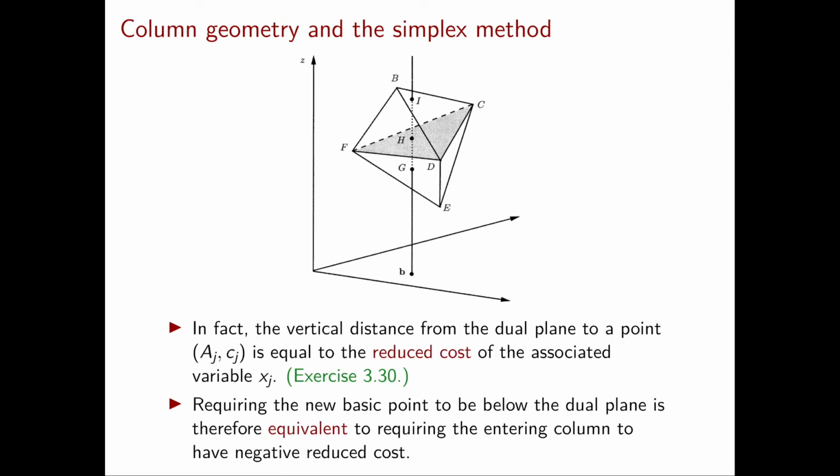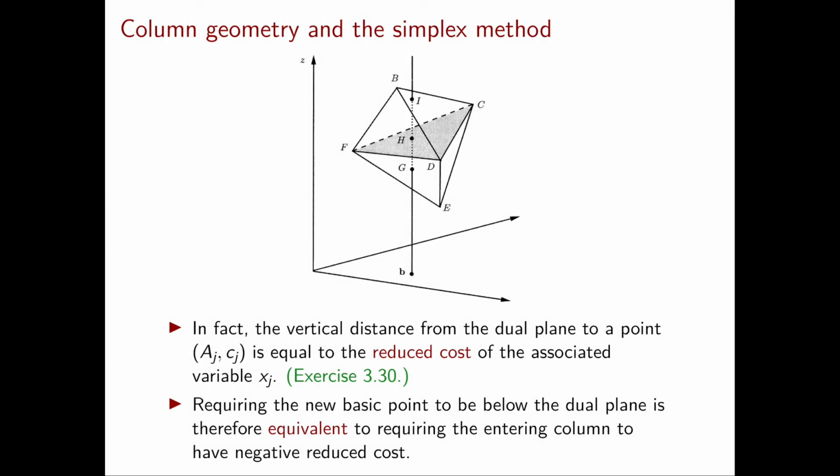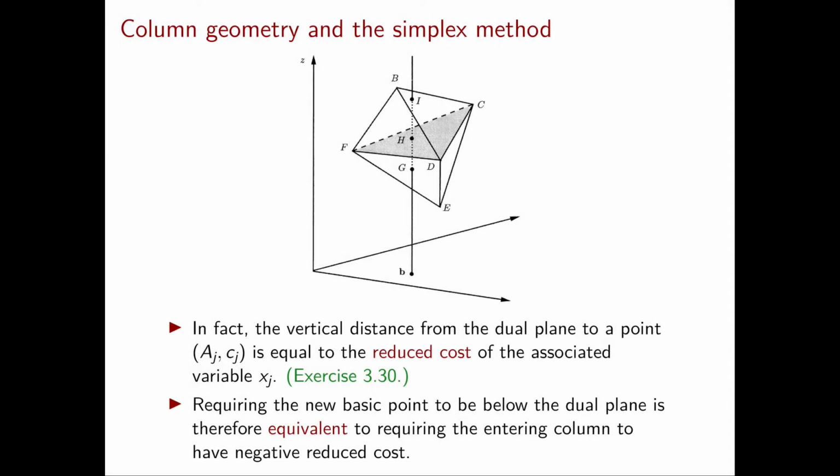Therefore, the dual plane gives us an information that is similar to that given to us by the reduced costs. Namely, the reduced cost is negative if and only if the new point is below the dual plane. It's interesting to see that there's a stronger connection actually between the reduced cost and the dual plane. In fact, you can show that the reduced cost of a variable xj is exactly equal to the vertical distance from the point (Aj, cj) to the dual plane.